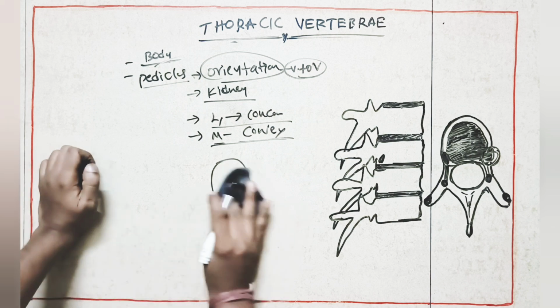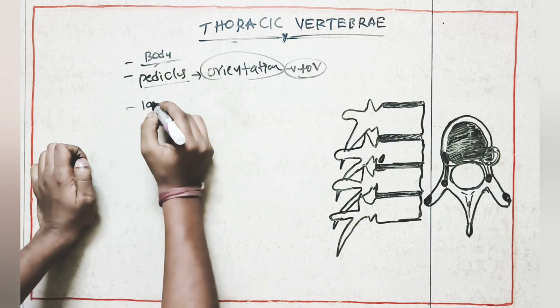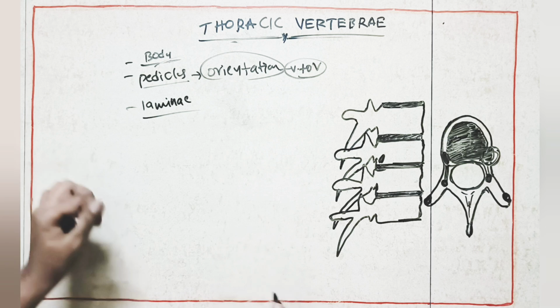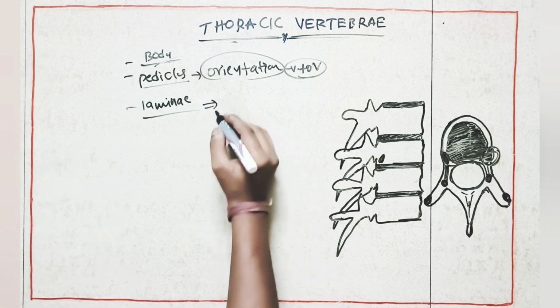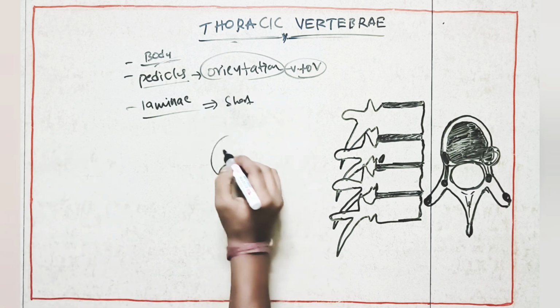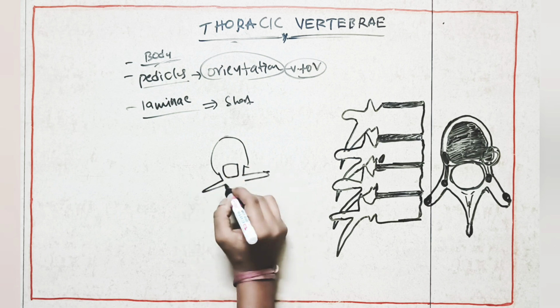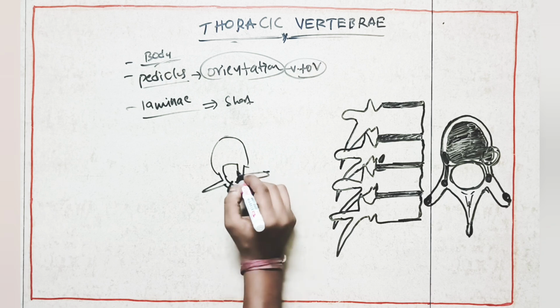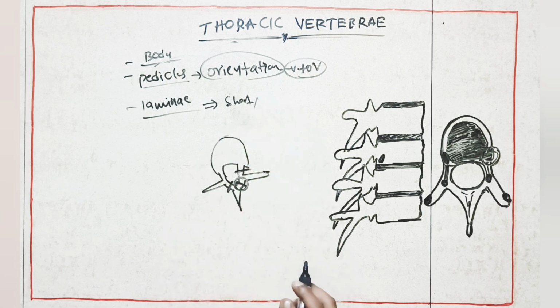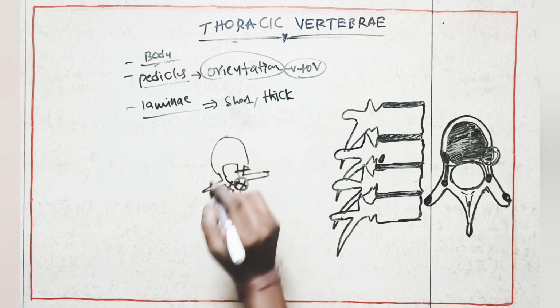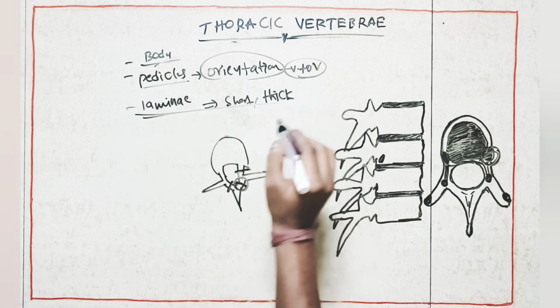Okay, next we will come to the lamina. In the thoracic spine, the laminae are short. What is the lamina? If we take the body of the vertebra again, here is the pedicle, then the transverse process. After that it comes like this. This is the lamina, and this is the pedicle. The laminae in the thoracic spine are short and thick.